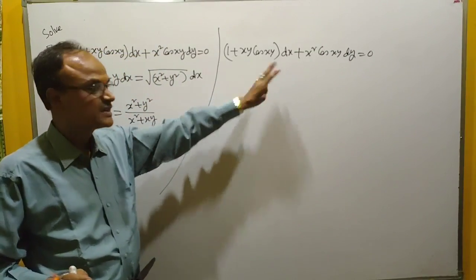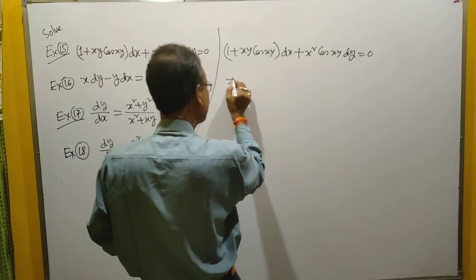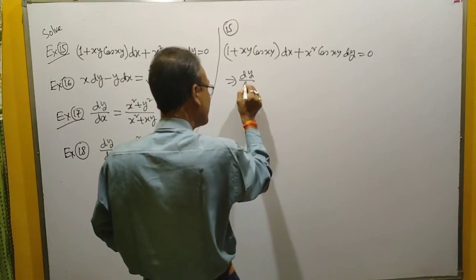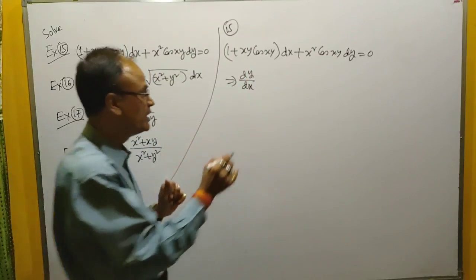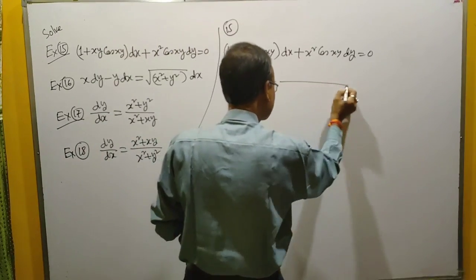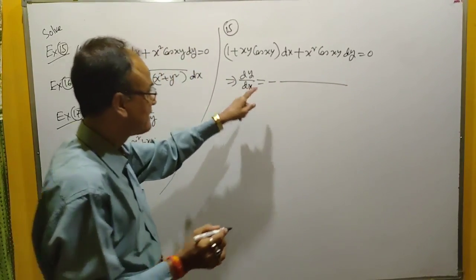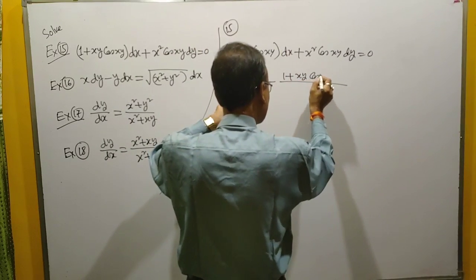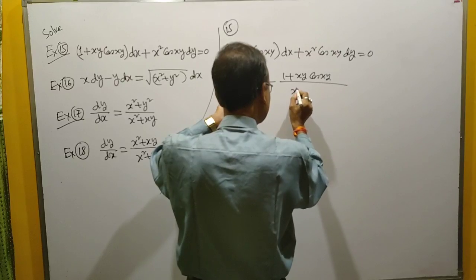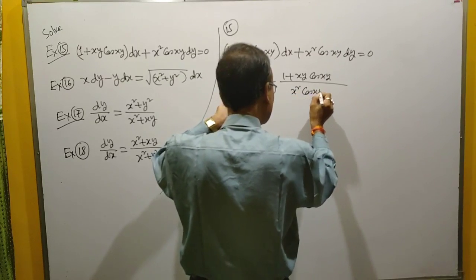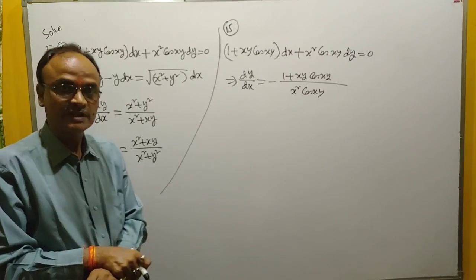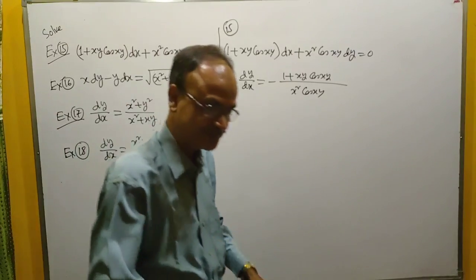The equation can be written as dy by dx equal to minus (1 plus xy) cos of xy divided by x square cos of xy. You may write it like this.